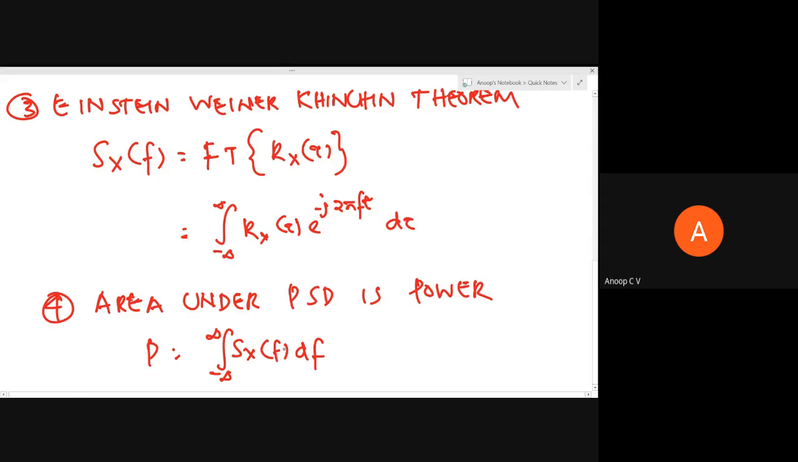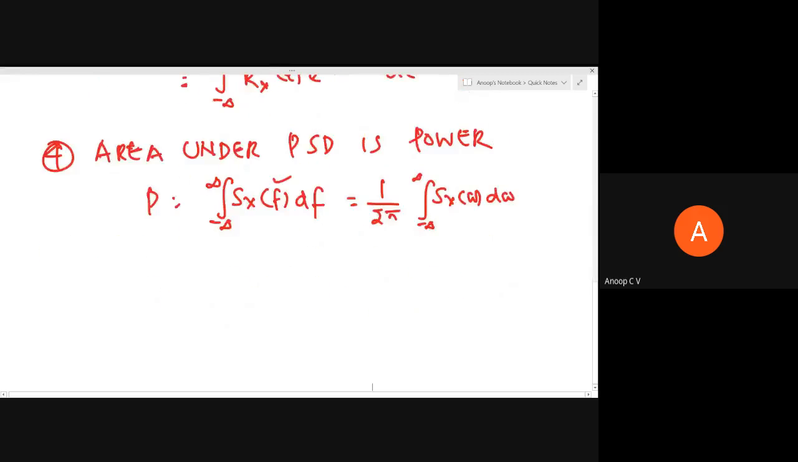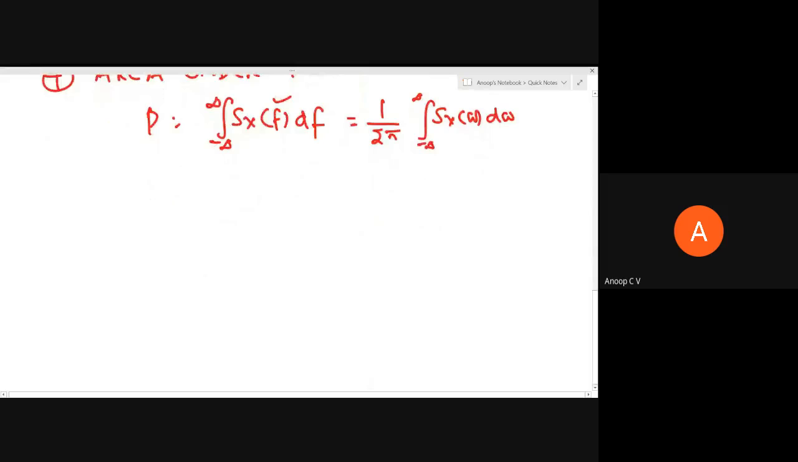At times it can be given as Sx of f, or it can be given as Sx of omega, right? If it is given as Sx of omega, you can write it as 1 by 2 pi integral over omega from minus infinity to infinity of Sx of omega d omega. I'll be confining our discussion to this, depending upon the problem which we discuss. We'll be using either of these. If it is given as Sx of omega, we'll be integrating with respect to omega and dividing by 2 pi. If it is Sx of f, like this.